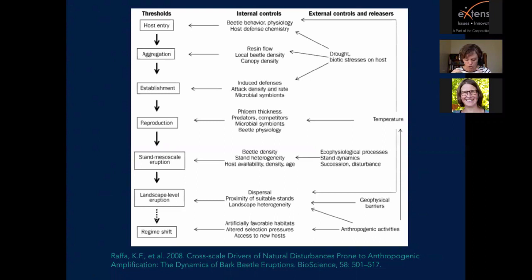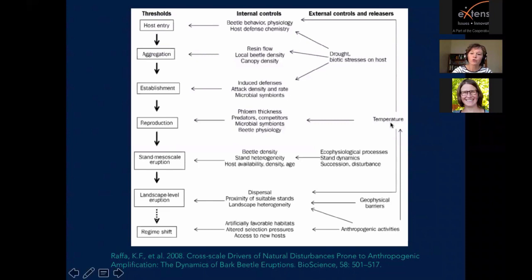And so at the top here, we see bark beetle biology, we see the local density, the actual nature of the tree, so the phloem thickness, microbial symbionts, and then you go down, and so these are all things that are impacting the ability for stand to landscape level eruptions to happen. And on the far right, we have exogenous controls in the system. So these are outside controls and things that can release the bark beetle biology. So drought, biotic stresses on the host. This is a really big one, and this is a really big one in California. I'll speak about that in a little while.